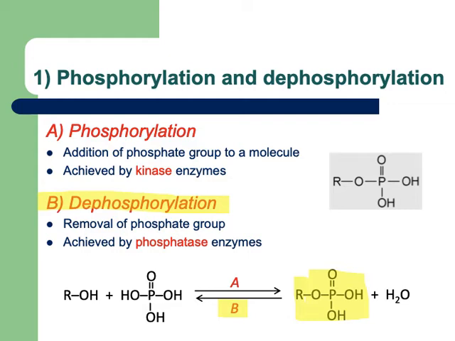And now we have the phosphate group bound to a hydroxyl group, and then we have our R molecule bound to a hydroxyl group. So we have removed the phosphate, which is now bound to a hydrogen, and now we have our R molecule bound to a hydroxyl group. This is the process known as dephosphorylation. We're removing a phosphate from a molecule.